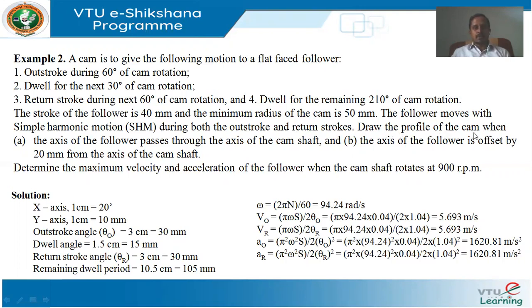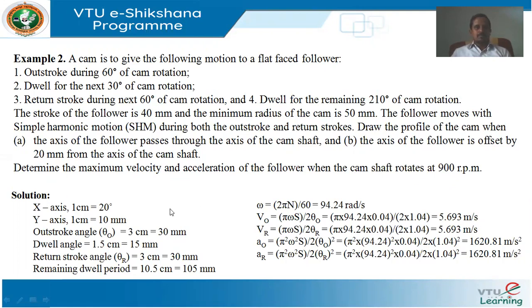Draw the profile of the cam when, condition A, the axis of the follower passes through the axis of the camshaft, and condition B, the axis of the follower is offset by 20 millimeter from the axis of the camshaft. Determine the maximum velocity and acceleration of the follower when the camshaft rotates at 900 rpm.